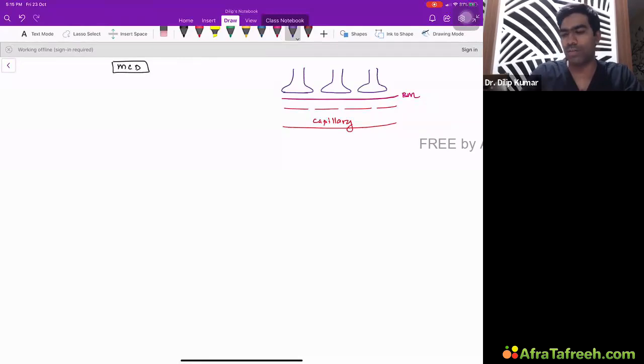I think I've drawn this diagram already. I don't know whether I've drawn it, but I'm sure that in the last session I should have drawn it, maybe last month when I took the last session on nephrology. I have drawn this, so I don't want to waste much time.